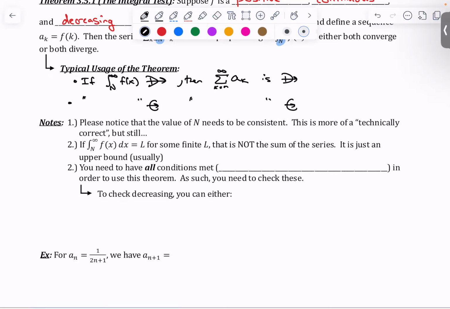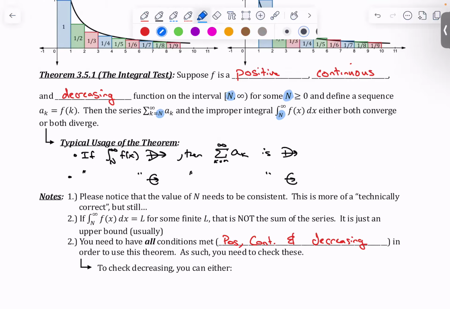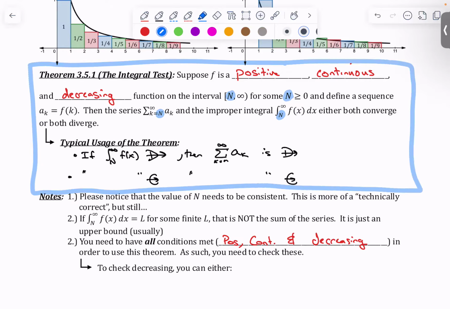And then you need all conditions to be met in order to use the theorem. So once again, it needs to be positive, continuous, and decreasing. You need to check all 3. And if one of them fails, you cannot use the test. So it's definitely one of the most technical. So here is the integral test. Let's go ahead and box it in because this is another one of our tests.